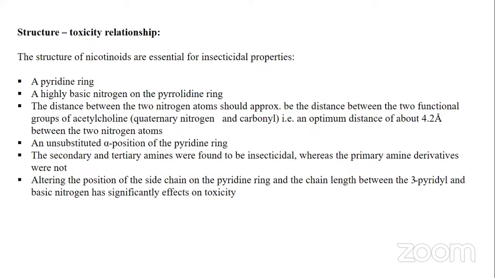Coming to the structure of nicotine, you could see the pyridine ring, and the distance between the two nitrogen atoms should approximately be the distance between the two functional groups of acetylcholine. That is an optimum distance of about 4.2 angstroms between the two nitrogen atoms and an unsubstituted alpha position of the pyridine ring. If I show you the picture, then that would be easy for you to understand all these things. I'll try to open the other PPT after I complete this part.